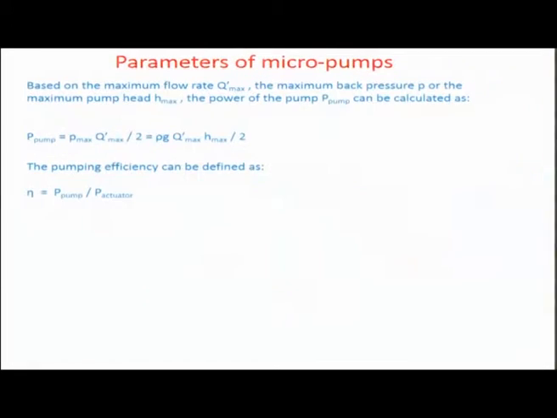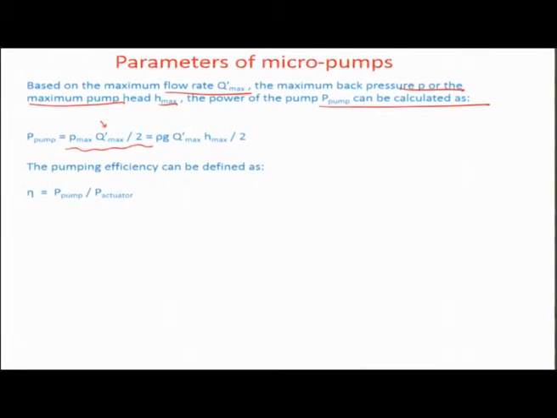So, based on the maximum flow rate Q dot max, the maximum back pressure P or the maximum pump head H max, the power of the pump can be calculated. It is basically the pressure discharge volume product divided by 2. It is assumed that the volume flow rate picks up from 0 and goes to Q dot max, which is the maximum flow rate, and so therefore, the average flow rate can be taken to be just half of Q dot maximum.